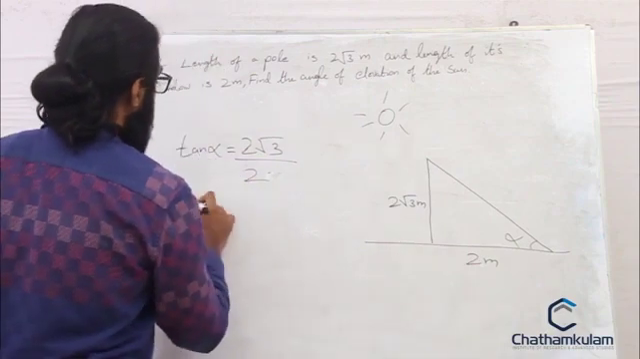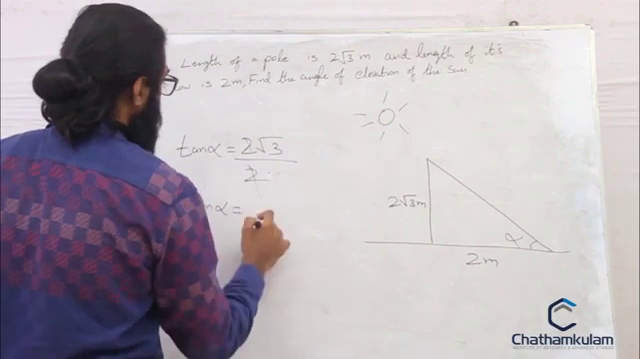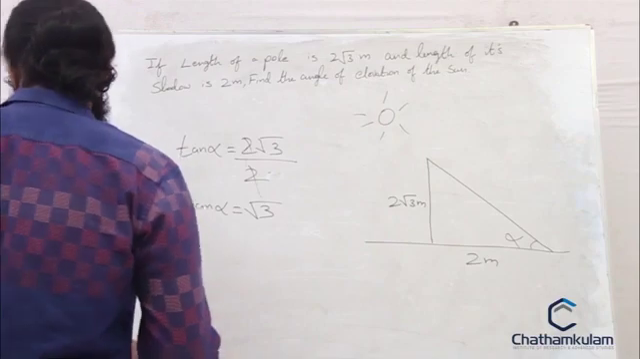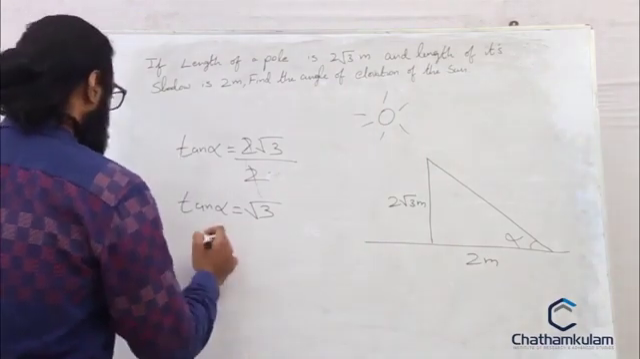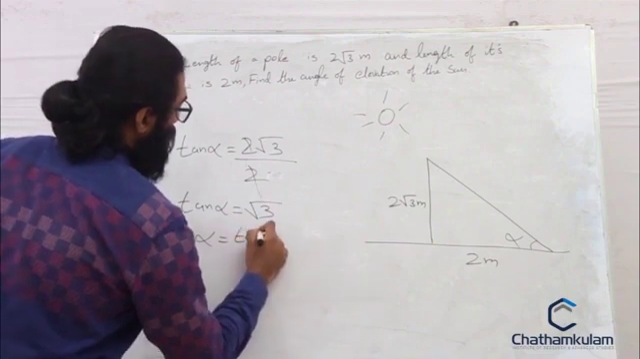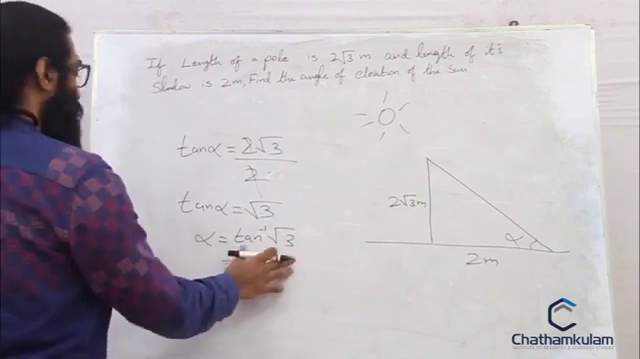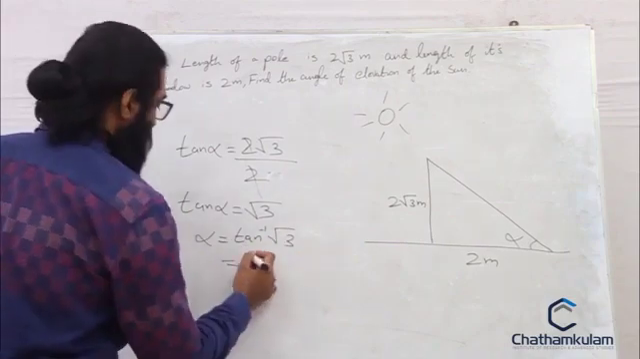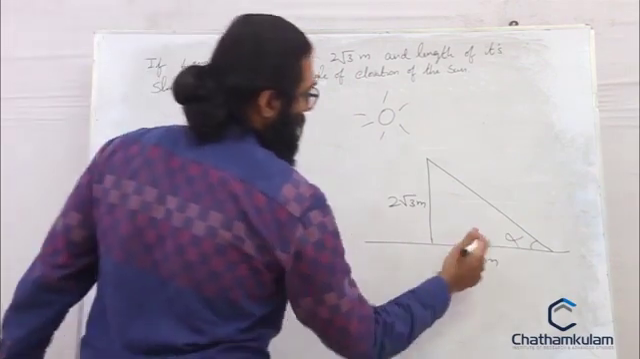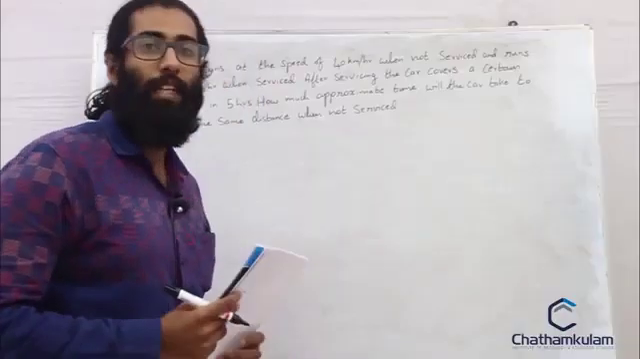So we get tan alpha as, cancel this 2, we get tan alpha as √3, right? So alpha equals tan inverse of root 3. We get the tan inverse of root 3 is 60 degrees. So the angle here is equal to 60 degrees. So let's see the next question.